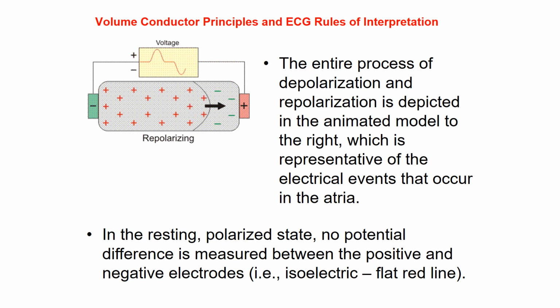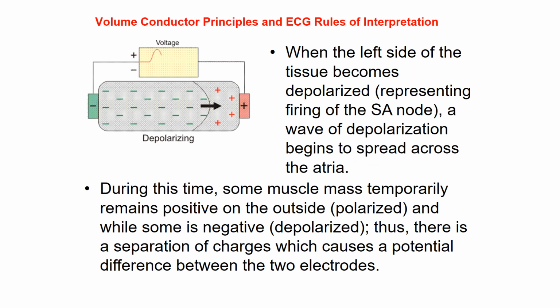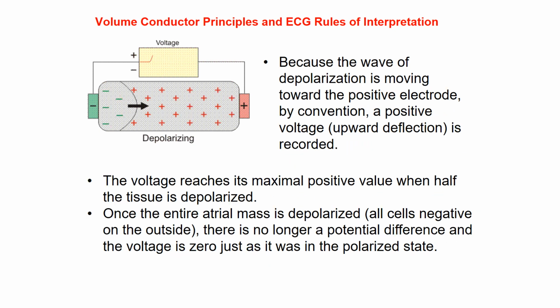In the resting, polarized state, no potential difference is measured between the positive and negative electrodes, i.e., isoelectric, flat red line. When the left side of the tissue becomes depolarized, representing firing of the SA node, a wave of depolarization begins to spread across the atria. During this time, some muscle mass temporarily remains positive on the outside, polarized, while some is negative, depolarized. Thus, there is a separation of charges which causes a potential difference between the two electrodes. Because the wave of depolarization is moving toward the positive electrode, by convention, a positive voltage, upward deflection, is recorded.